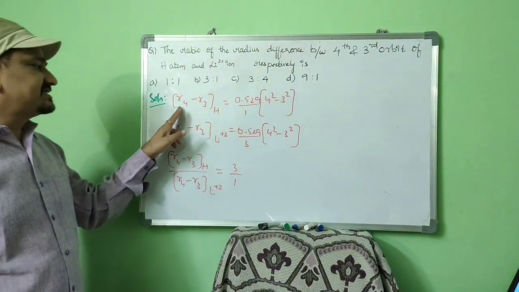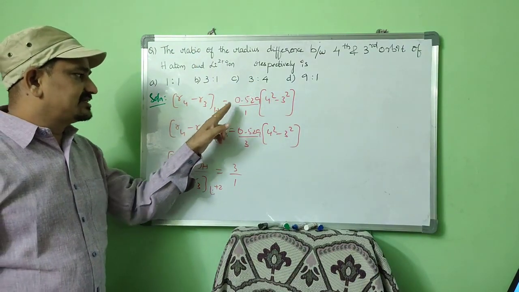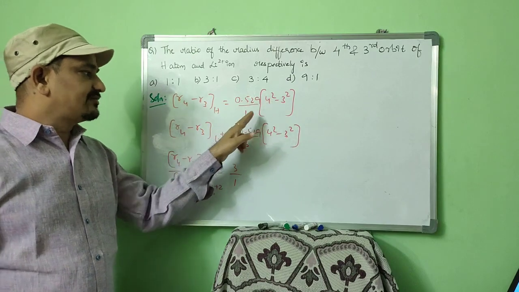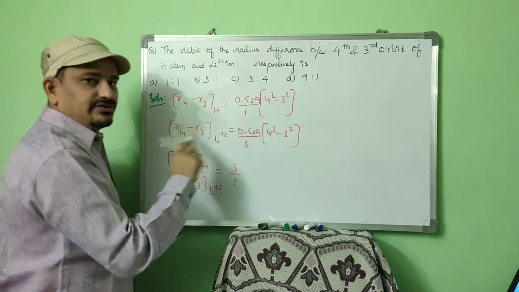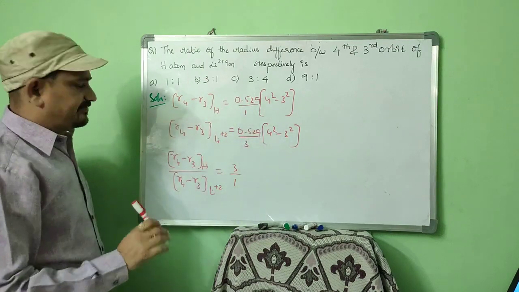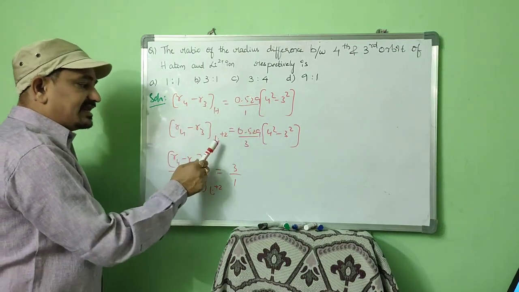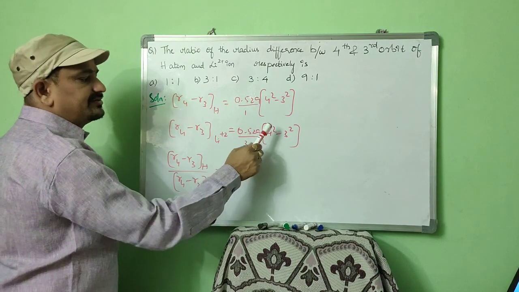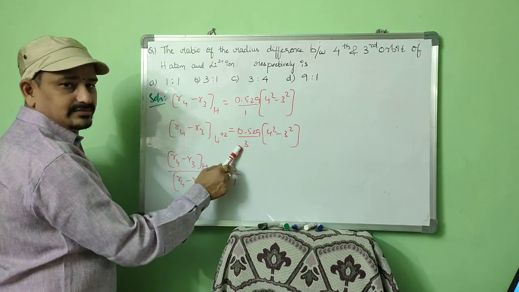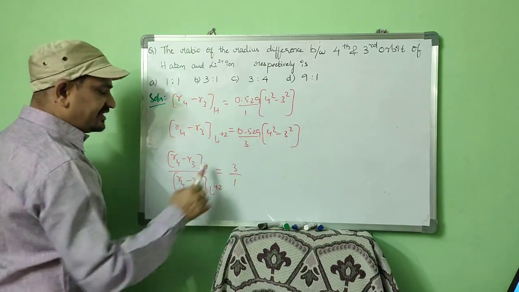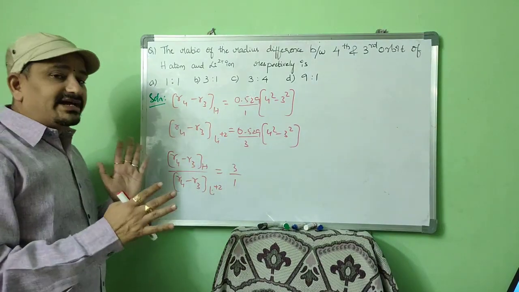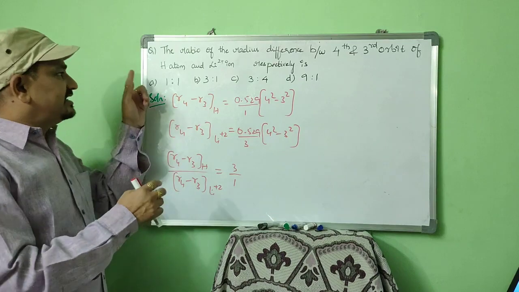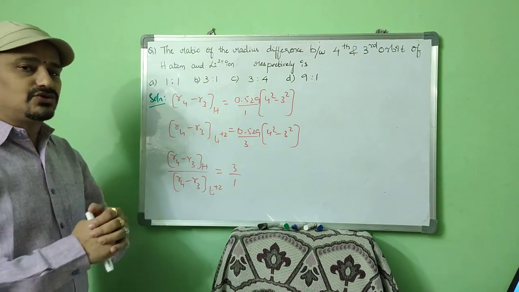So the radius difference between the fourth and third orbits in hydrogen is 0.529 into n square by Z. If you take 0.529 by Z common, this is the value. R4 minus R3 in Li2+ is 0.529 into n square by Z. Now the ratio of these two will be 3:1. See, by practicing several models like this on each and every relation, we can get a good hold, right?